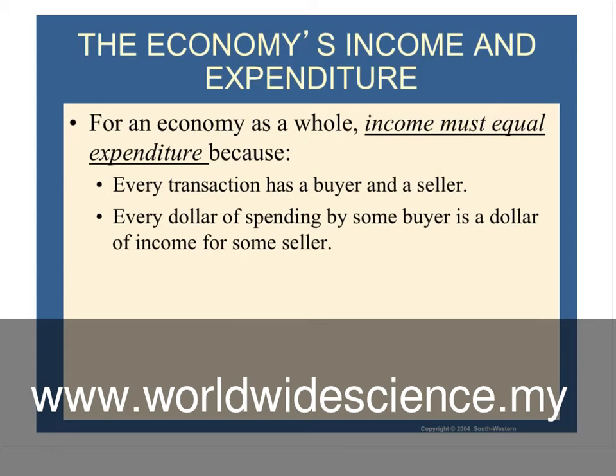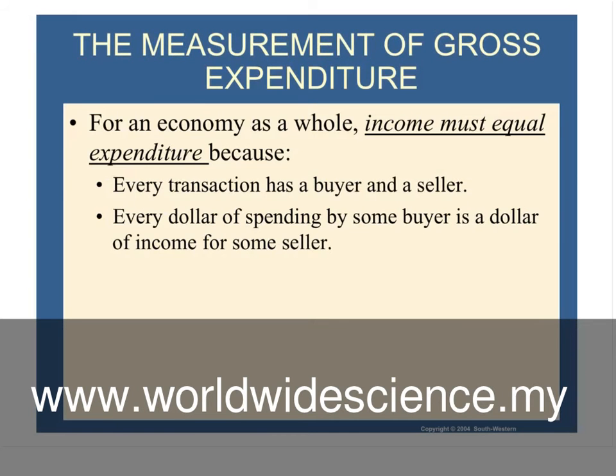So for the economy as a whole, income must equal expenditure because every transaction has a buyer and a seller. Every dollar of spending by some buyer is a dollar of income for some seller. So when you look at it that way, income and expenditure in the economy as a whole should be the same, because whenever you have a buyer, you have a seller. Whenever you have an expense, you have an income for somebody else. When somebody incurs an expense, somebody will make some profit out of it. So it's natural to look at it that way.